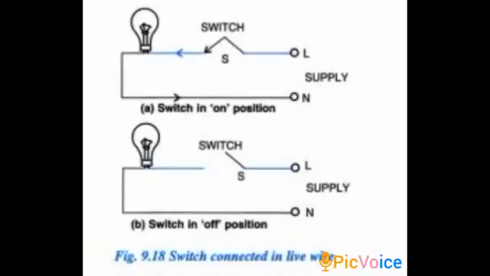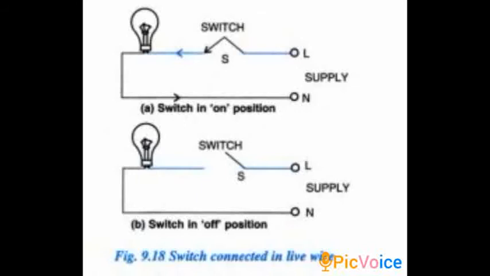And same is the reason why live wire should be connected to a switch. Now you can see in figure A, live wire is connected to a switch and the switch is on. So the electrons from the live wire are going into your appliance, that is the bulb, and the bulb is glowing. And then through the neutral wire it is coming back.